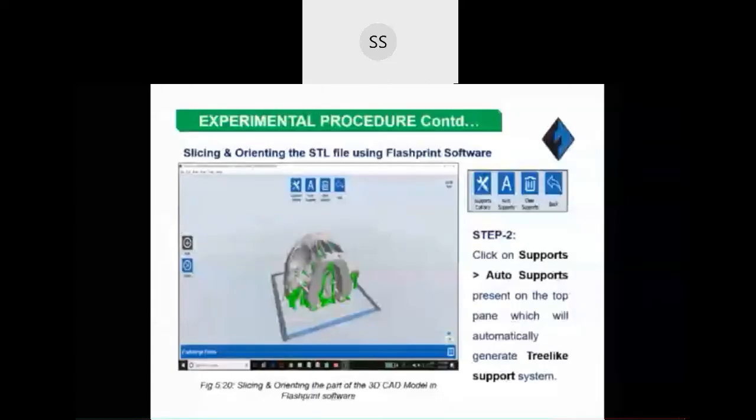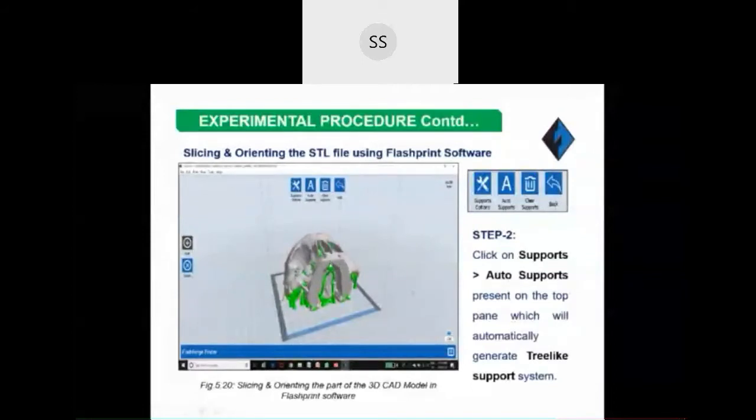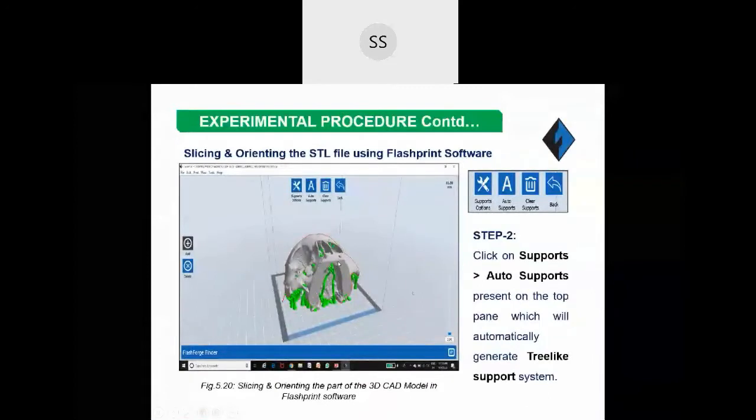So if you have minimum support structures, your part is built better, because if the support structure is there, you have to remove those things from the main part. When you remove it, there is a point of contact, ulceration, kind of roughness. You have to do some post processing. So without affecting the part stability, you will see that your support structure is minimized, right?